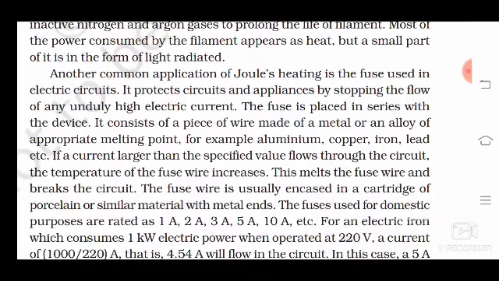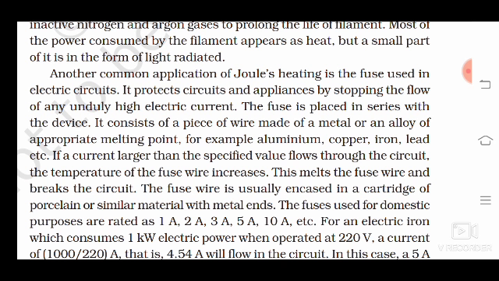Another common application of Joule's heating is the fuse used in electric circuits. It protects circuits. If they ask about a short circuit or fuse, you can write from here. It protects circuits and appliances by stopping the flow of any unduly high electric current. If the current becomes high, the fuse stops it by itself so that other appliances of the house do not get damaged. The fuse is placed in series.